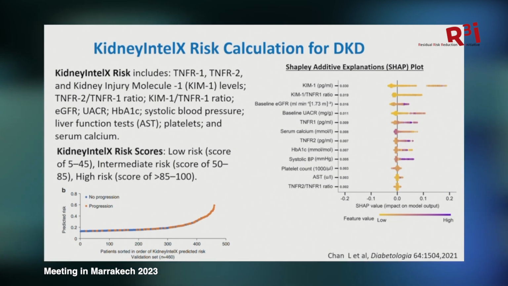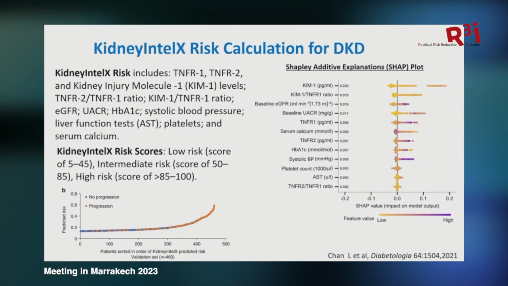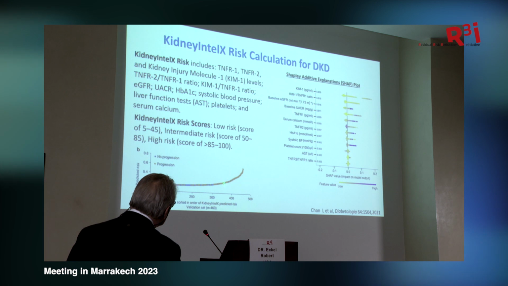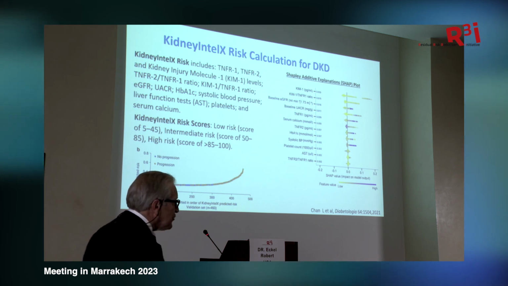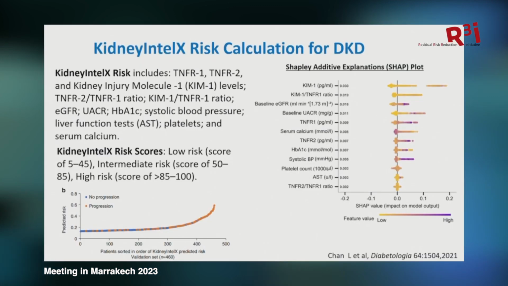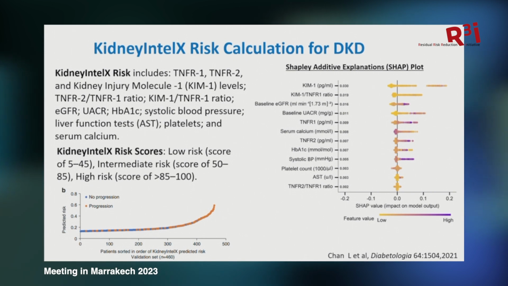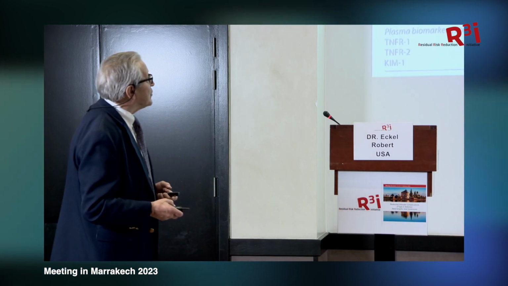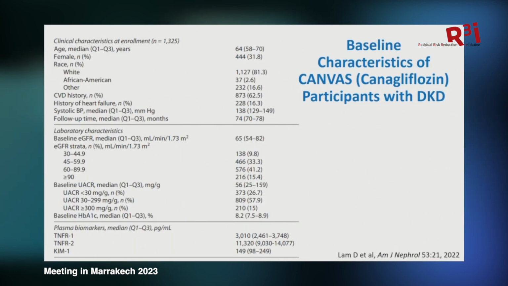Over here are people with no progression of kidney disease, whose scores are down here in blue. And as you move increasingly to the right, where there's progression of kidney disease, it's orange or yellow, whatever. What this indicates is that these scores can be estimated, and how do they perform against the usual methods? Well, I'm going to turn to the CANVAS study, which was just covered.